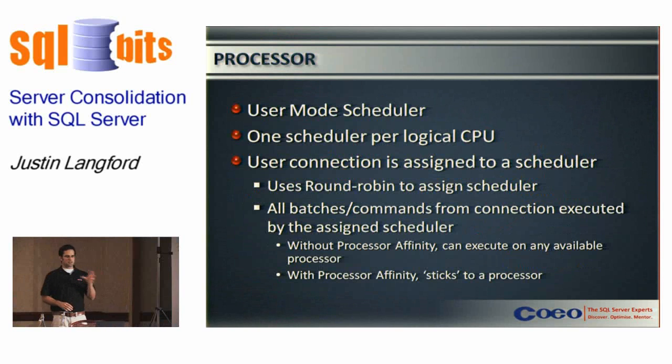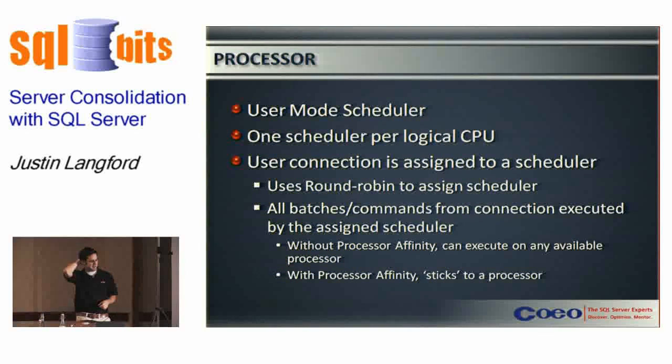So there's a slide on each of the main resources now, and what we can do to influence and affect those. With Processor, we've got the user mode scheduler in SQL Server, and there's one scheduler per logical CPU. So if we've got a multi-core box, we have one scheduler per processor as it's presented to SQL Server. When a connection is made into SQL Server, it's assigned to a scheduler, and that scheduler can move around based on the actual CPU that's being executed at the time. All batches and commands from that connection are executed by the assigned scheduler.